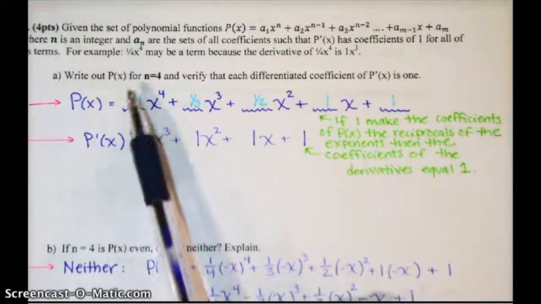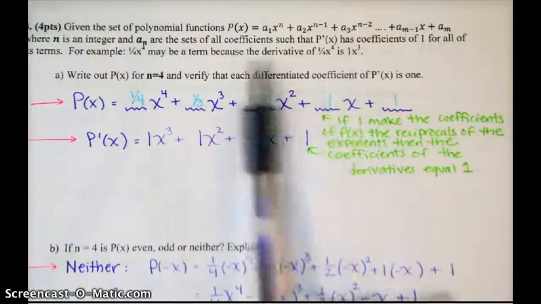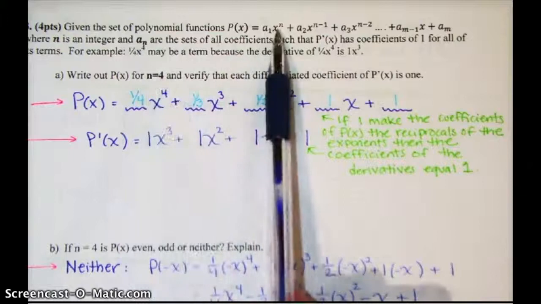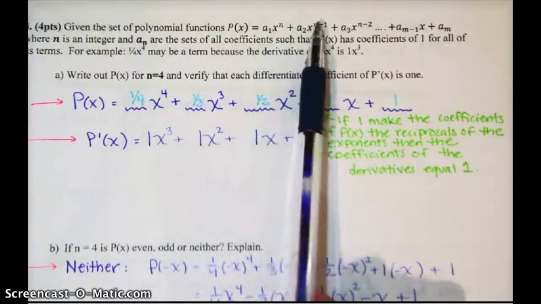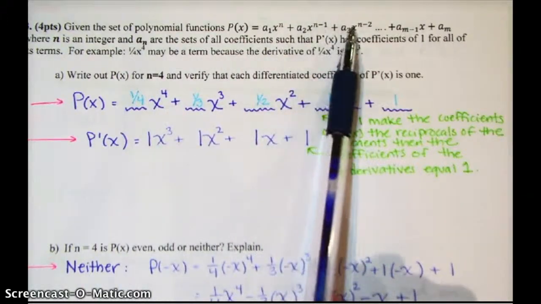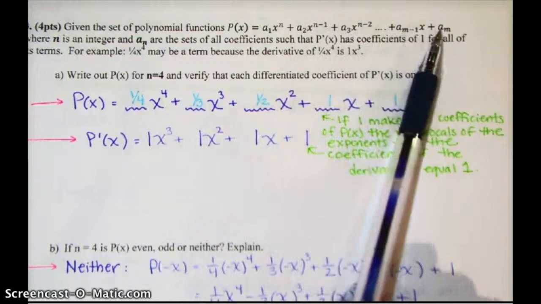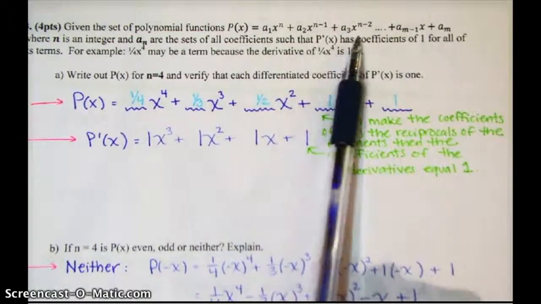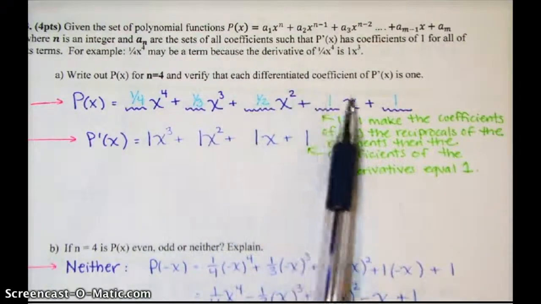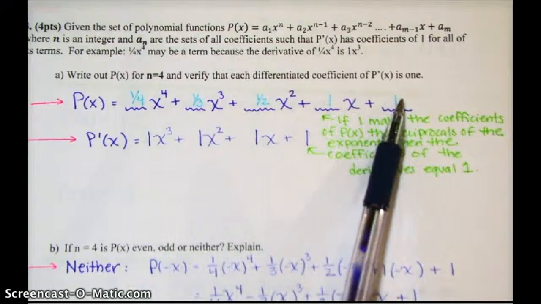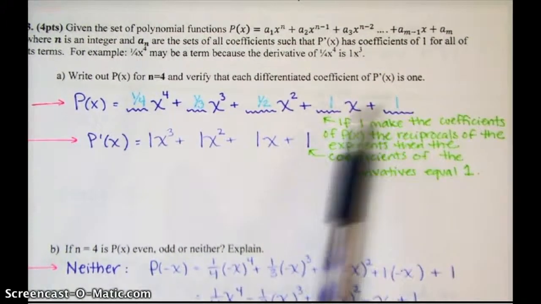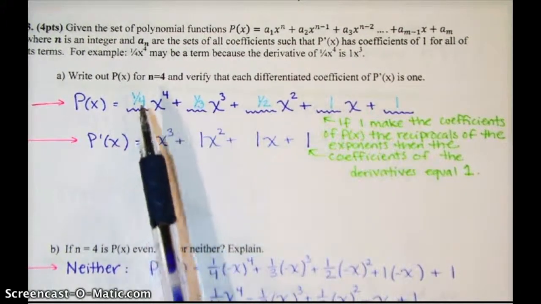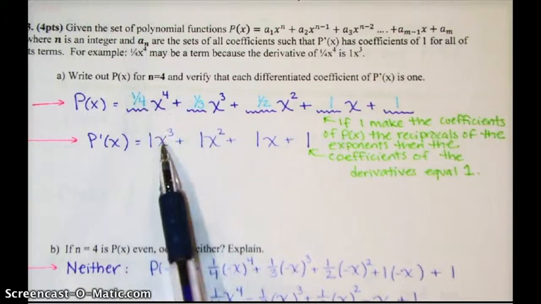My goal here is to write a polynomial. N clearly represents the highest exponent, and it looks like the exponents count down: n minus 1, n minus 2, all the way down to where there is no exponent. So they're going in order, counting down, 4, 3, 2, 1, 0. And I want all of the coefficients to work out so that the derivative's coefficients are 1.